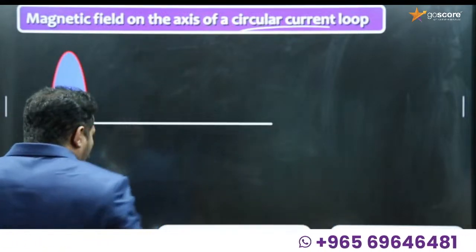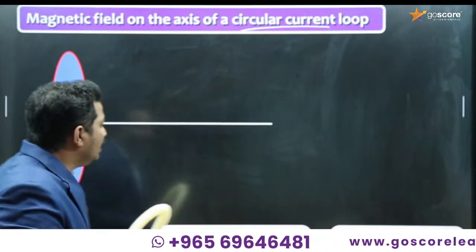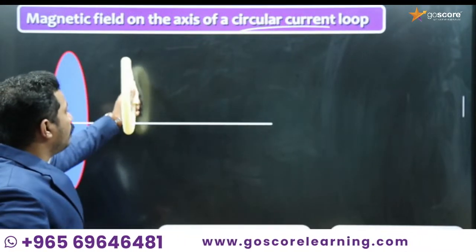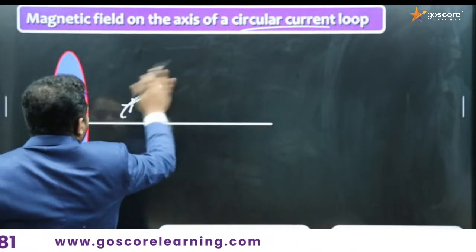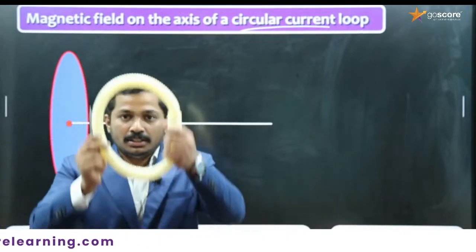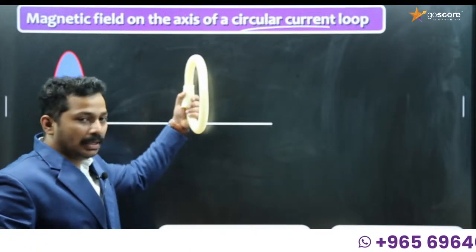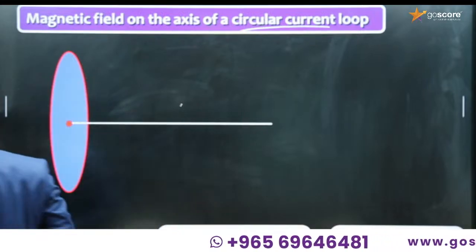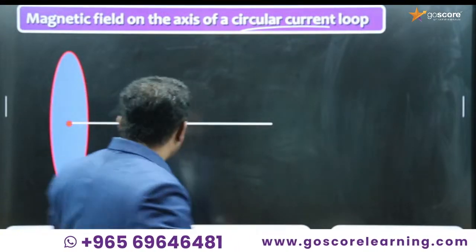For simplifying, I place the loop, which is the plane of the loop, perpendicular to the plane of the board. That is why I have drawn it like this. I hope that is clear. Any doubt? I will repeat once again. This is our current loop, and instead of placing it like this, I wish to place it like this. Then only our derivation will be possible. That is why instead of a circular loop, I drew it somewhat elliptical in shape. So this will be the axis.